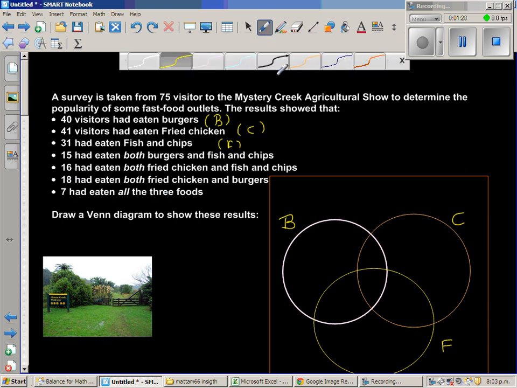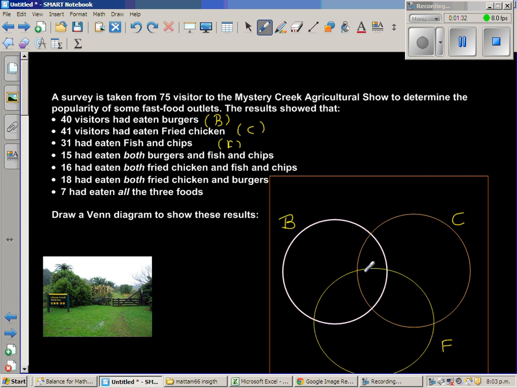So when drawing the Venn diagram, always start from the innermost or the intersection of all the three areas. So this area, which is the intersection of the yellow, the orange and the white circle, that is B, C and F, is 7. So 7 ate all the three foods. So I'll write 7 here. Okay, and this is the universal set, of course. We should not forget this is the sample space, that is 75.